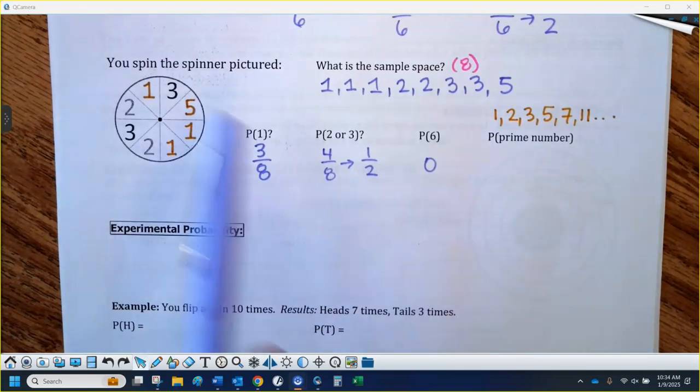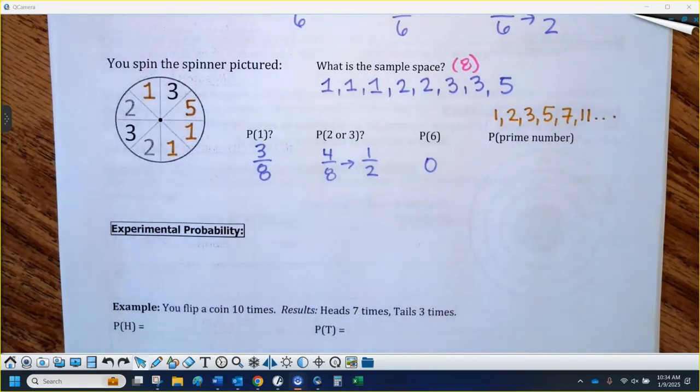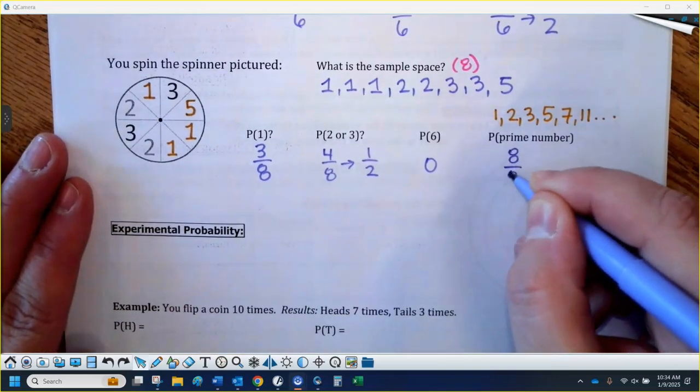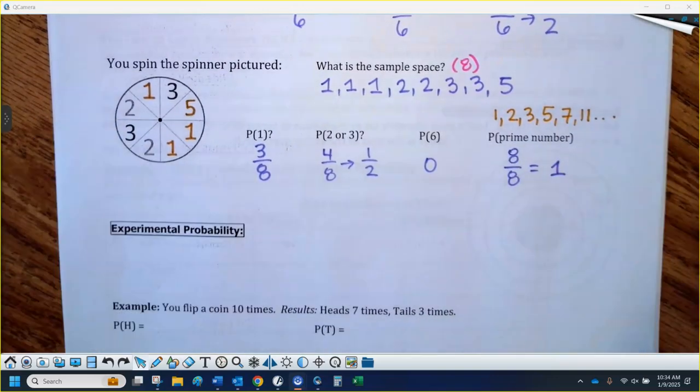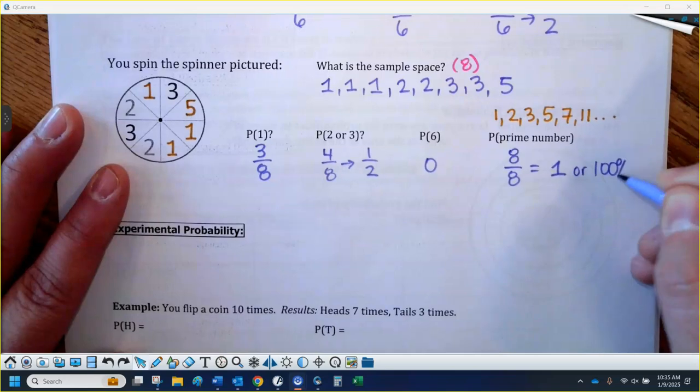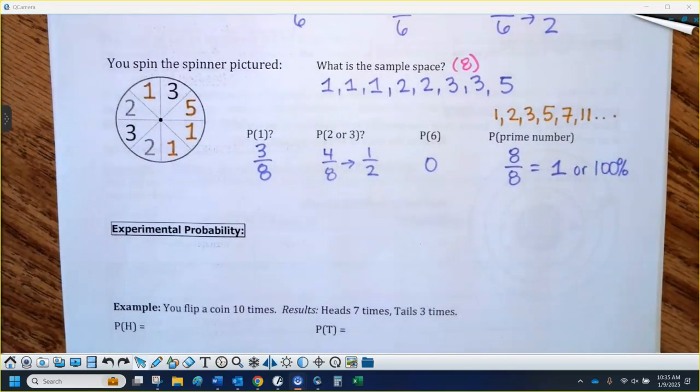What's the probability on this spinner, if I spin it, that I would land on a prime number? 8 out of 8. This is certain to happen because all of those on the spinner are prime numbers. You can just say 1, or if you want to, 100%, this will happen. Does anybody have any questions?